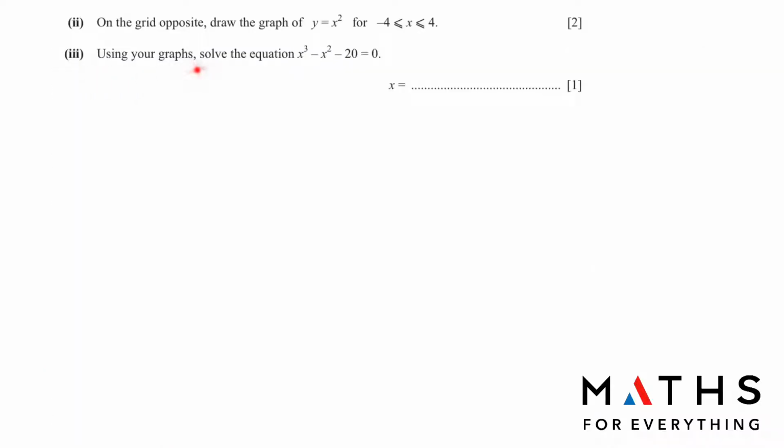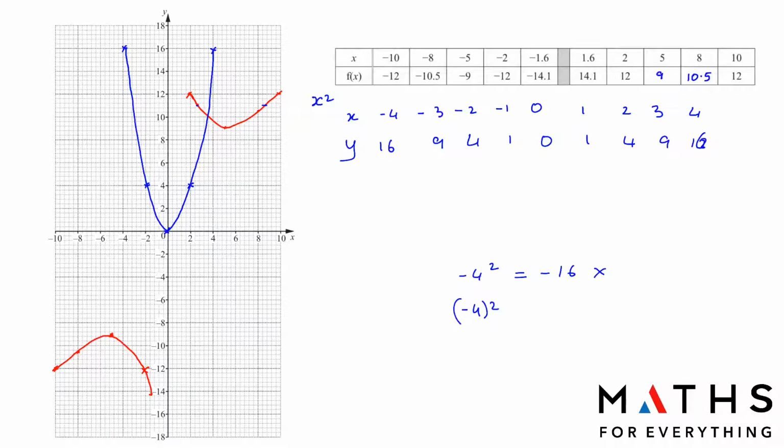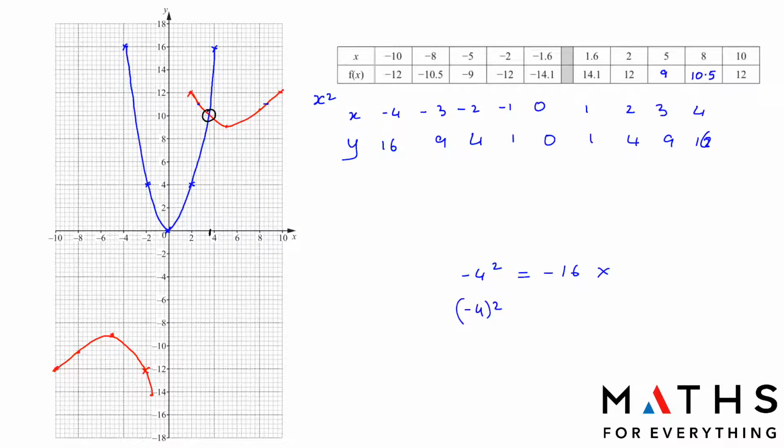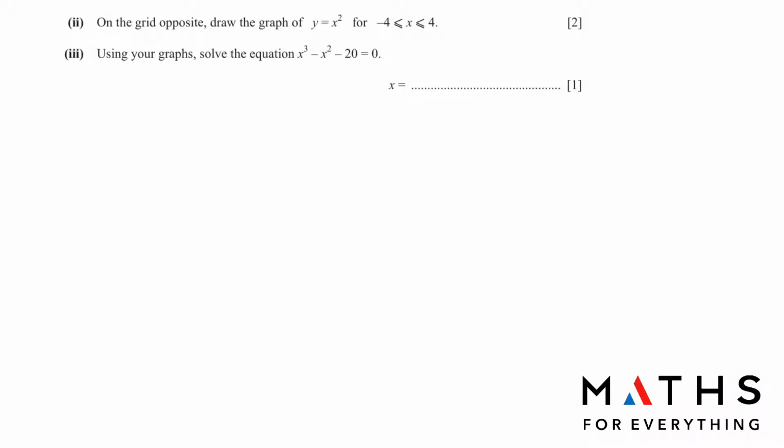The next one, use your graph to solve the equation, it is equal to 0. It means that where this graph intersects with the previous curve. So it intersects here, as you can see. Go down and you will get this point here. That is 3.6. Each point is 0.4. So when you count it, that is 3.6. That's the answer. If you have the answer anywhere between 3.1 to 3.6, that is accepted.